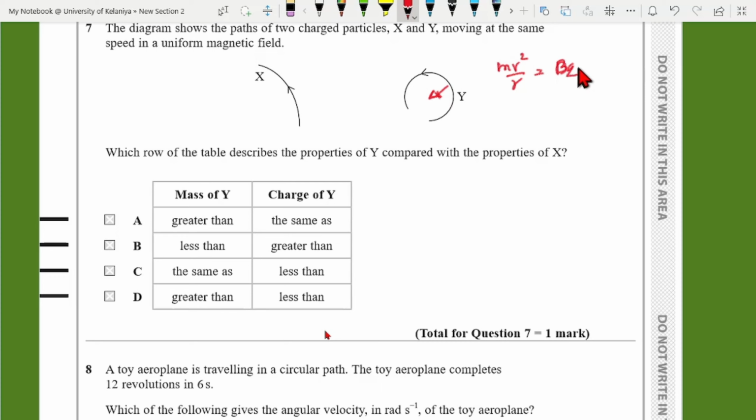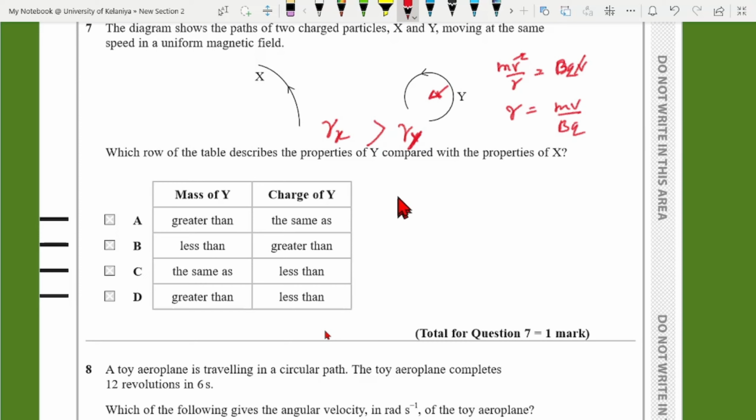It is bqv. So we will get a force for moving particles, and we can cancel out this v with one v over here, and make r the subject, and what you will get here is mv over bq. You can clearly see that r of y is smaller than r of x, right? If r of y is smaller than r of x, or the radius of x is greater than the radius of y, what can we tell, right?